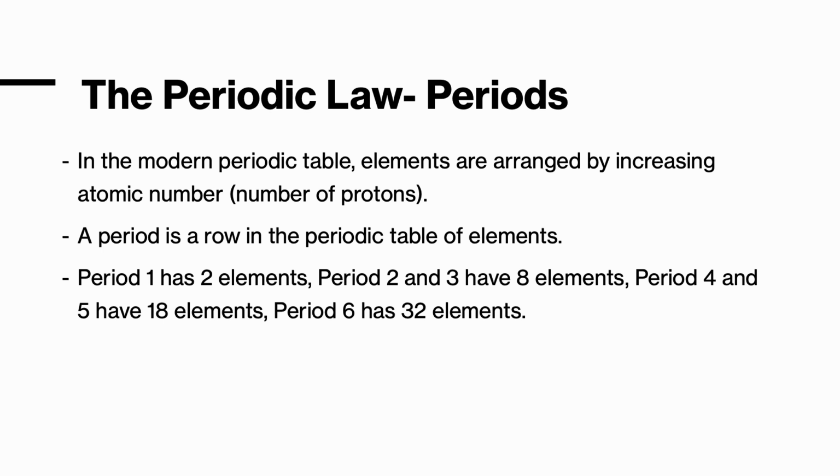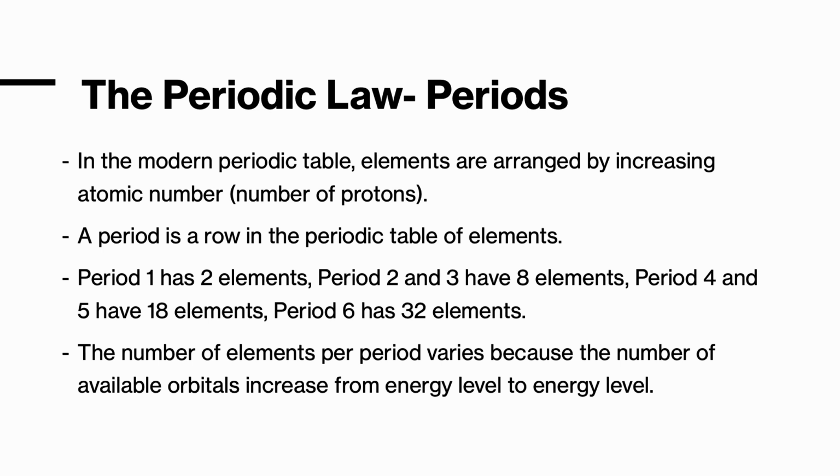Period 1 has two elements. Periods 2 and 3 have 8 elements. Periods 4 and 5 have 18 elements, and period 6 has 32 elements. The number of elements per period varies because the number of available orbitals increases from energy level to energy level.